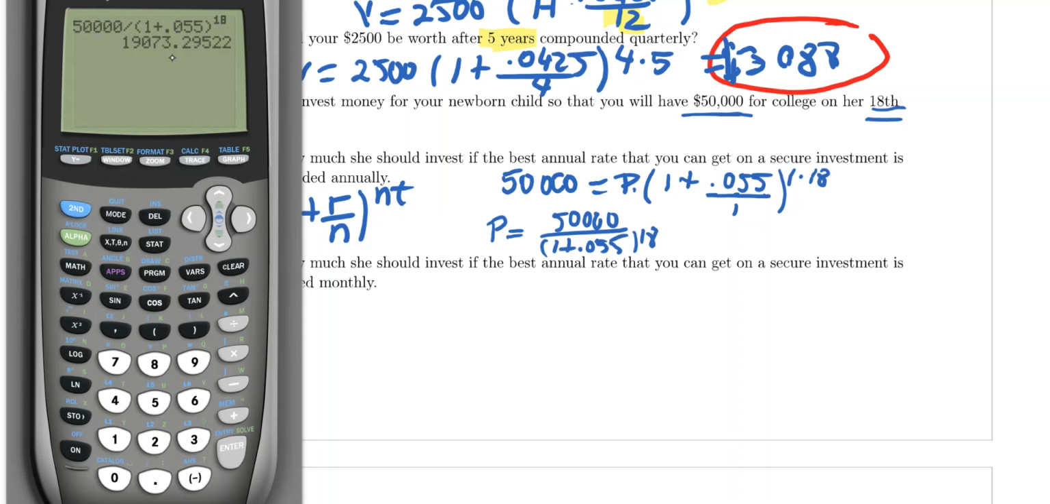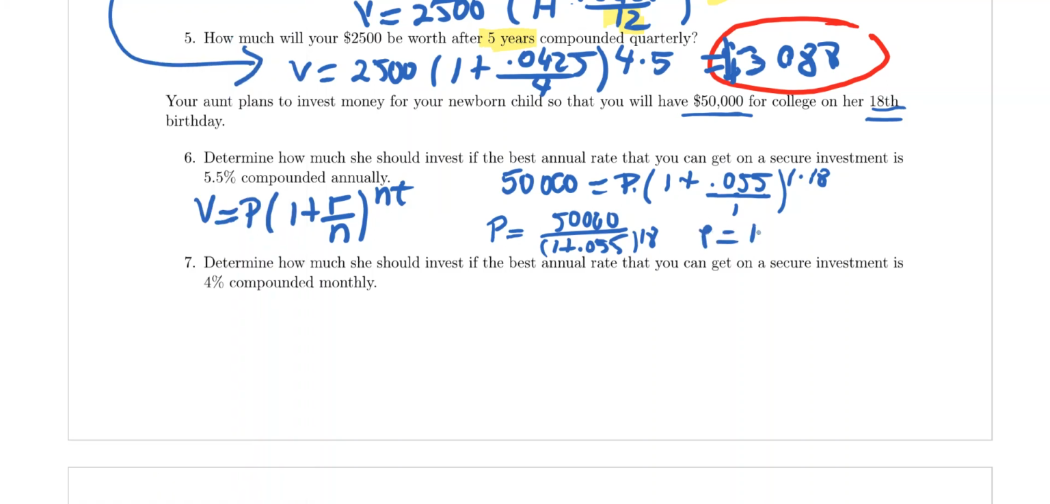So you can put that in the calculator. You get that she should invest $19,073. So your principal P should be $19,073. Okay, so when the child is born, that's how much goes into the account, and you don't touch it for 18 years, and you'll get 50,000 in 18 years, assuming you get a 5.5% interest rate, which nowadays you don't get that.